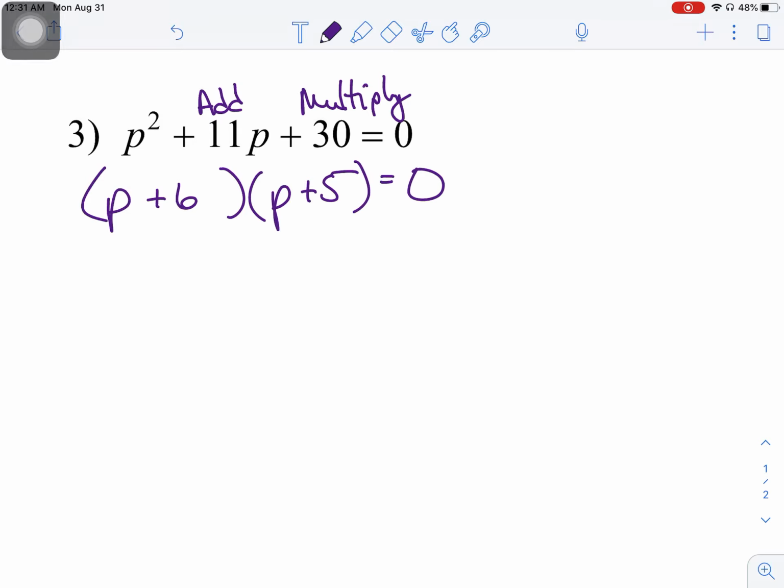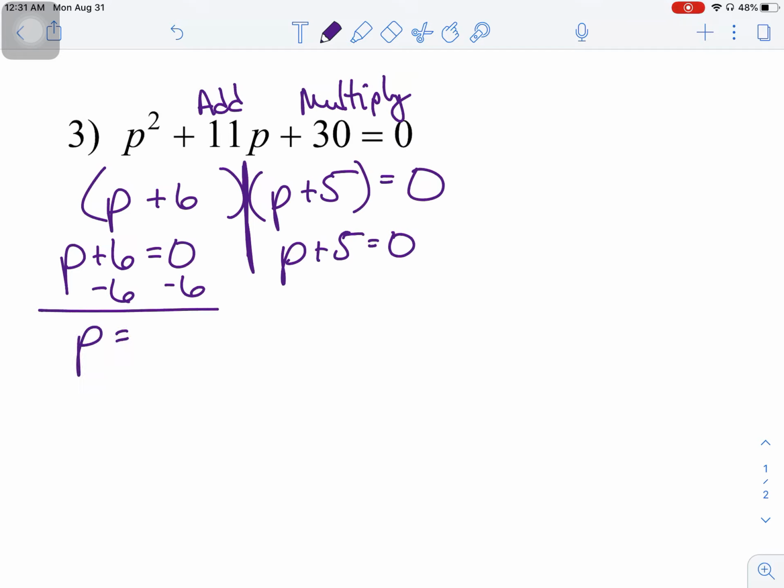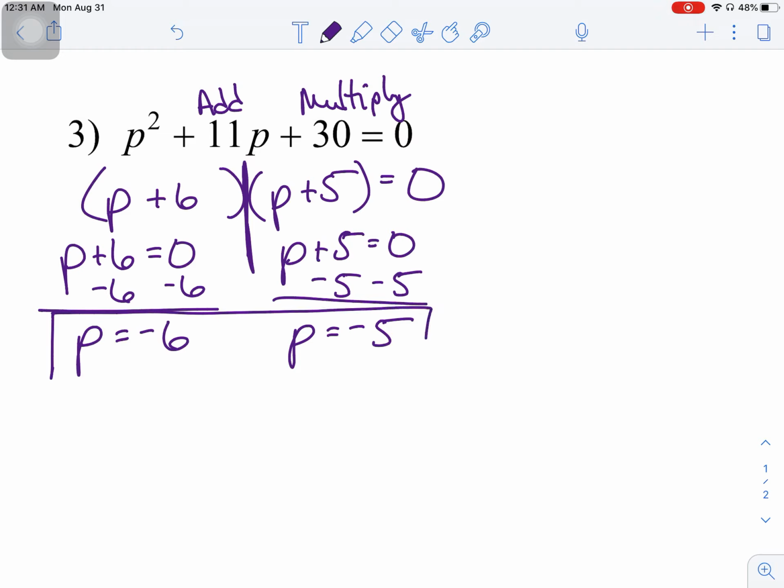And now that I've got the factors, I'm going to split it at the multiplication. Take each factor equal to 0. And now I'm going to solve for the variable p. So subtract 6 from both sides. P is equal to -6. Subtract 5, sorry, these are the right terms. P is equal to -5. So two answers here. All right, and yes, you need to make sure that you identify both answers when you are solving these problems.